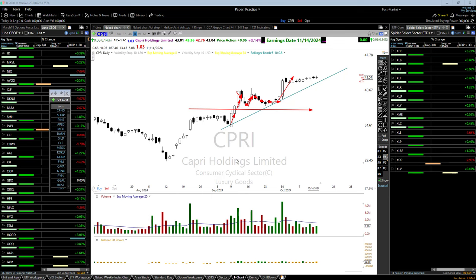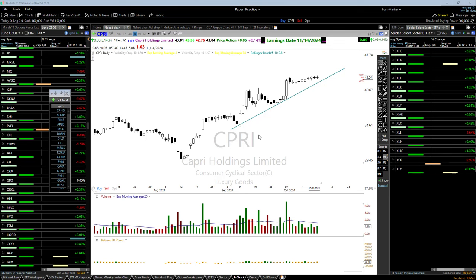That makes sense. So the reason I like these trades is because I don't have to predict anything. I don't have to do anything really fancy. What I'm really working to do is follow the market.